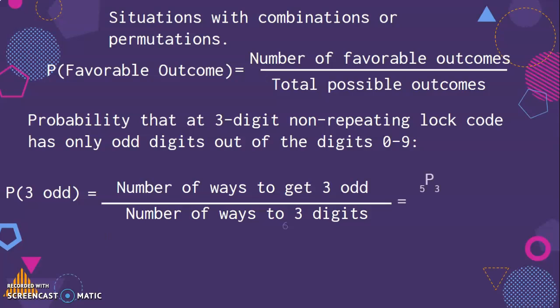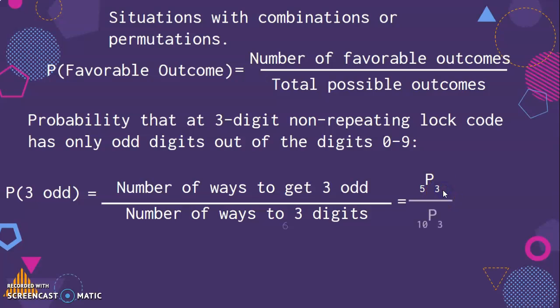And this is a permutation because the order matters. So we'll use the permutation function. And 5 is the number of odd numbers in the set 0 through 9. So if we think about it, 0 through 9, there's only 5 odd numbers: 1, 3, 5, 7, 9. 5 different odd numbers, and I'm picking 3 of them.